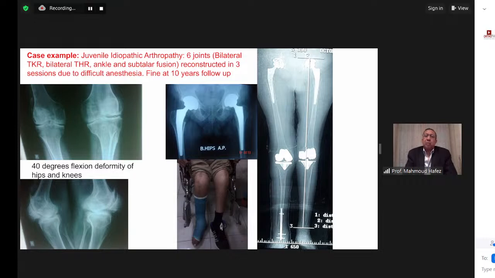And he had these 3 problems in hips, in knees, and also in the right ankle and subtalar joint, with severe valgus deformity that I thought could compromise the outcome of hip and knee. So we did bilateral simultaneous hips, and then we did bilateral simultaneous knees, and then as you can see here, the arthrodesis for ankle and subtalar joint.